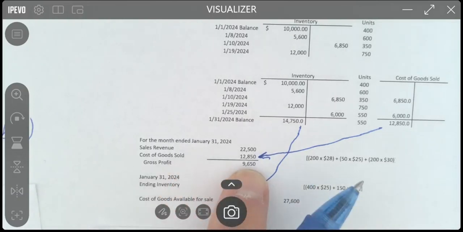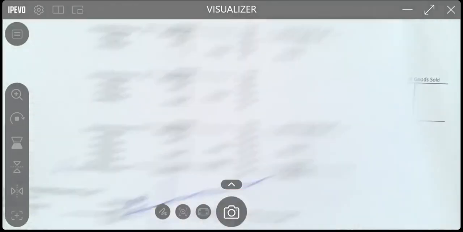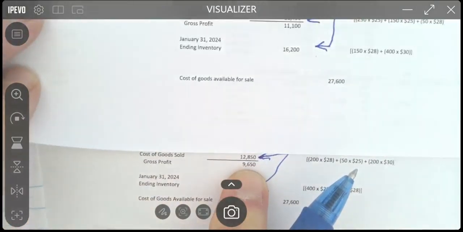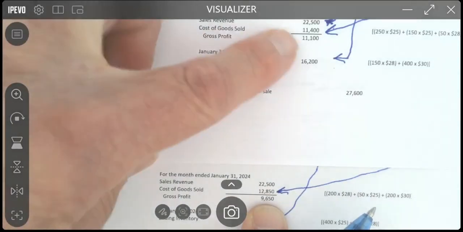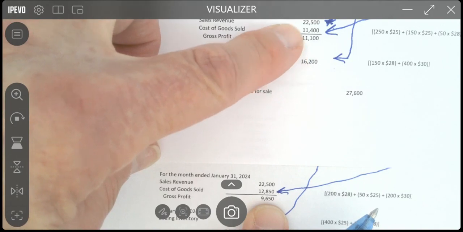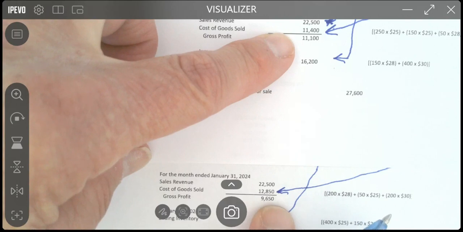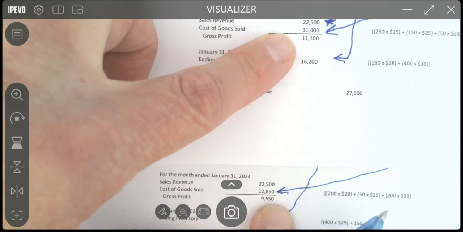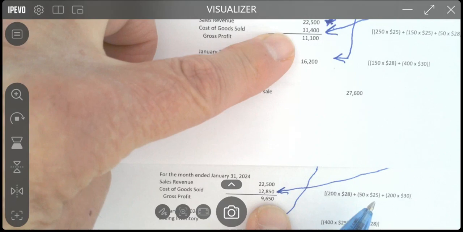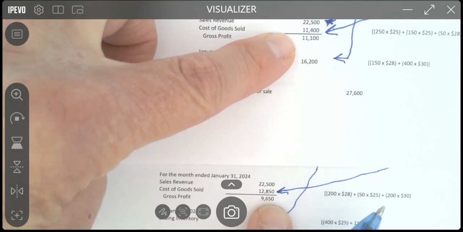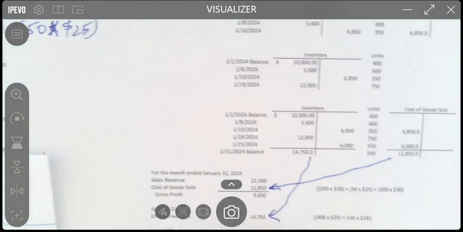Notice gross profit is quite a bit lower under LIFO than it was under FIFO, because the cost of goods sold is much higher under LIFO since we're in a time of increasing inventory prices. So simply because of this cost flow assumption we made, net income for the company changed by a fair amount. And that's what's relevant about this topic.